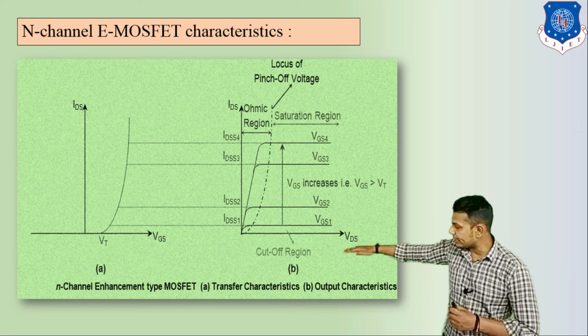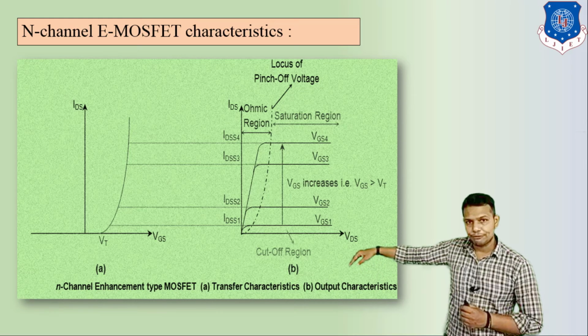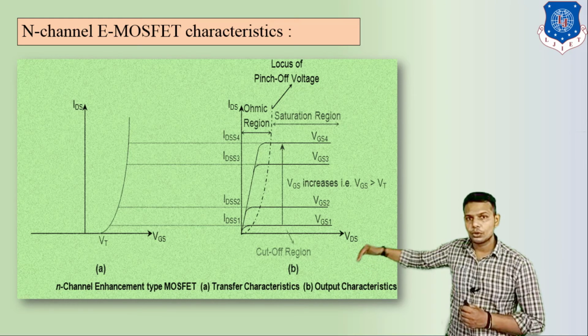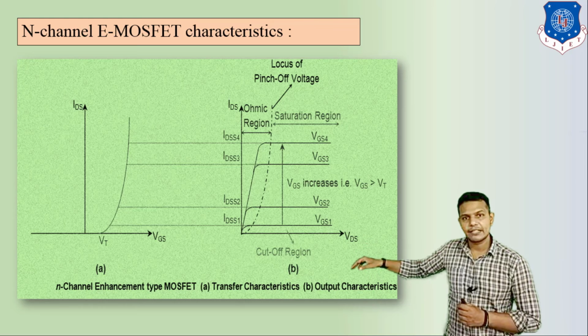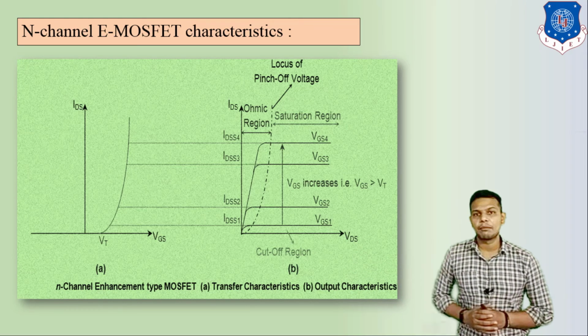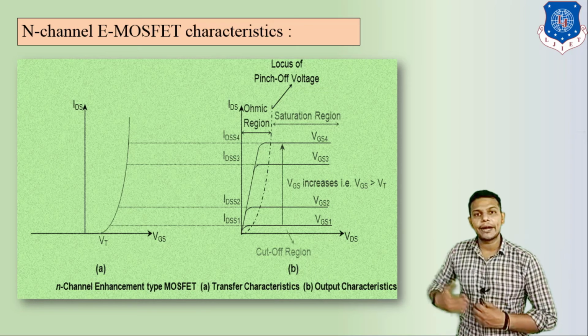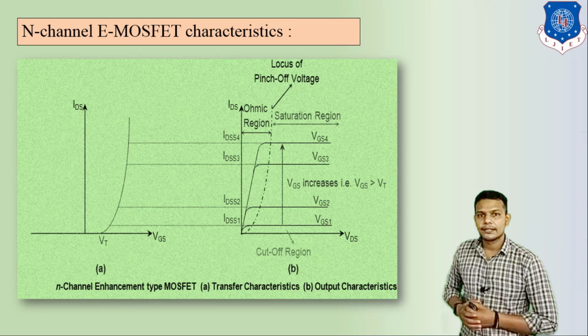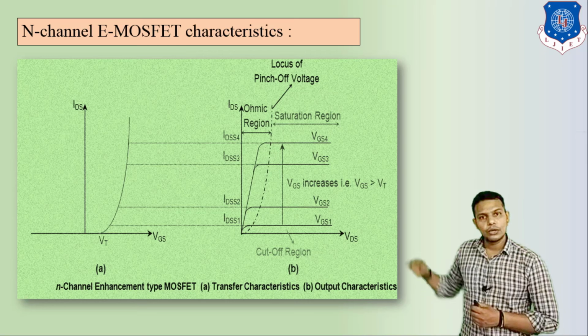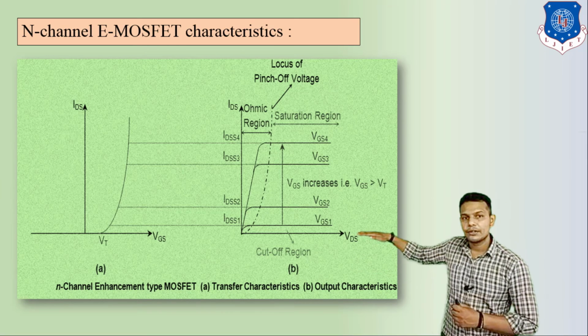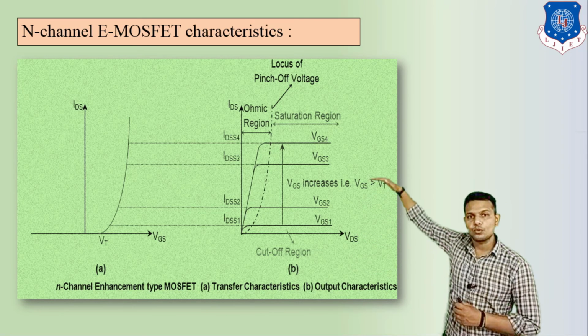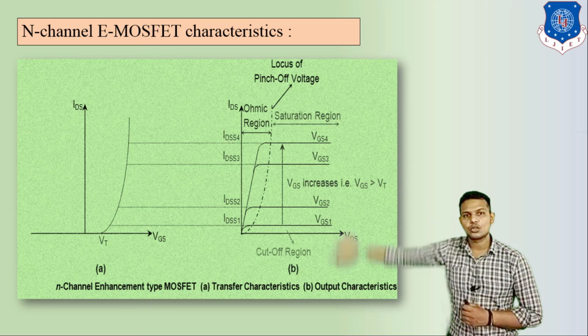At first VGS is equal to 0. At this time ID is equal to 0. This is case number 1. Now in case number 2, if we increase VGS more and more positive, then ID also increases. Here we can see VGS1, VGS2, VGS3, VGS4 and so on.